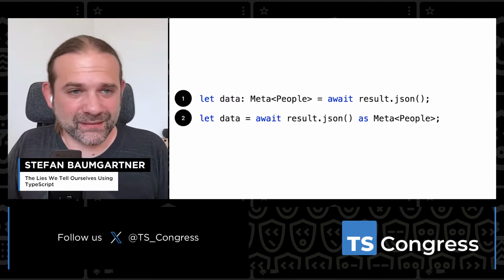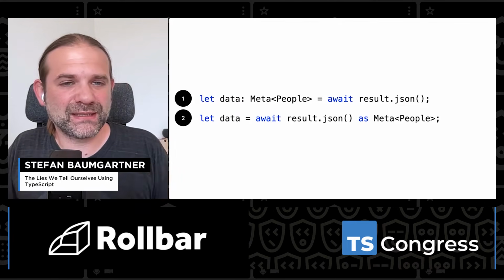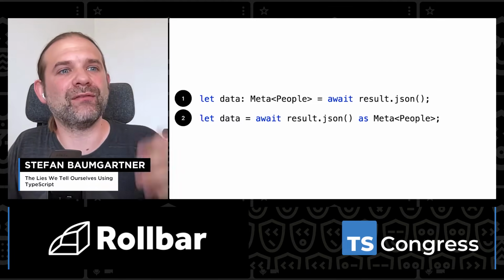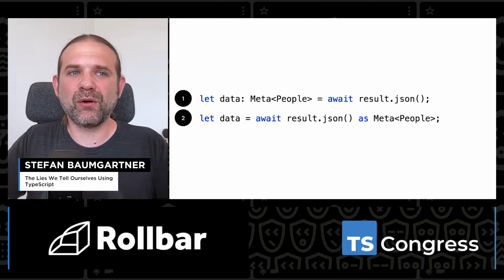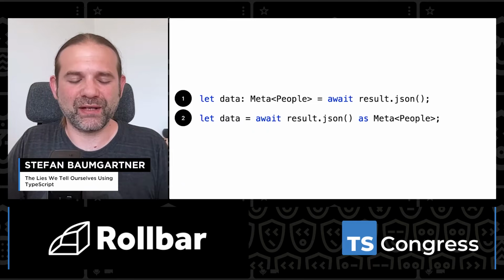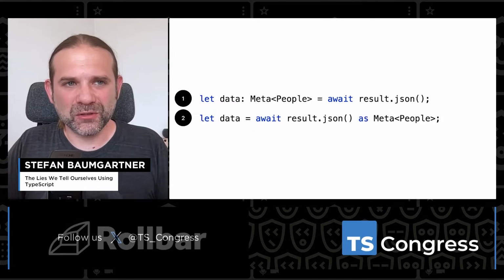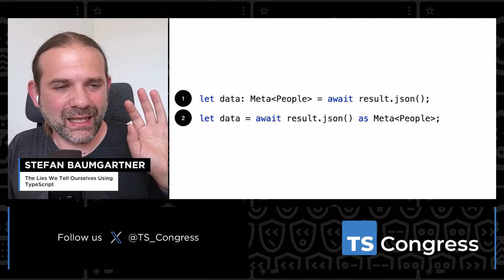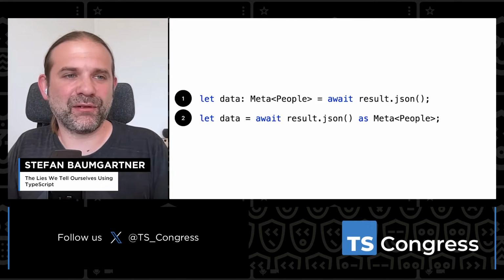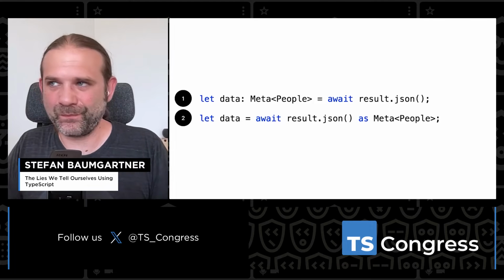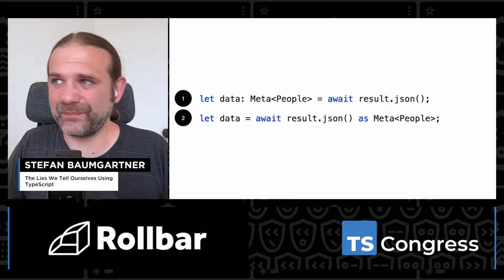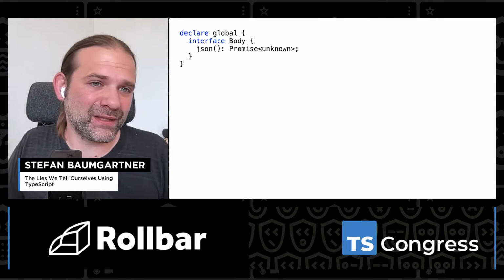What would be better in that case if result.json wouldn't produce a promise of any, but rather a promise of unknown, because unknown is the cautious sibling of any. Unknown tells you, please check everything before proceeding. And we can tell TypeScript to use unknown instead of any, with a little thing called declaration merging.